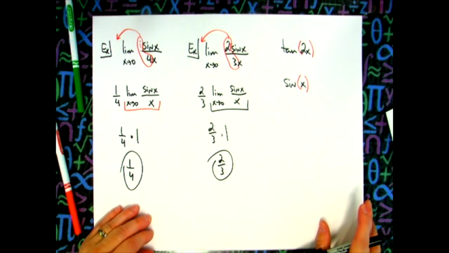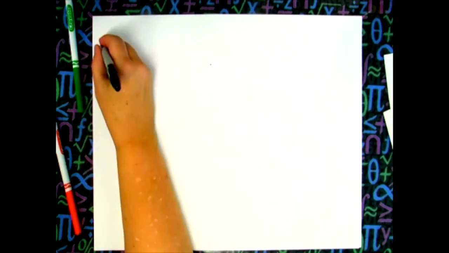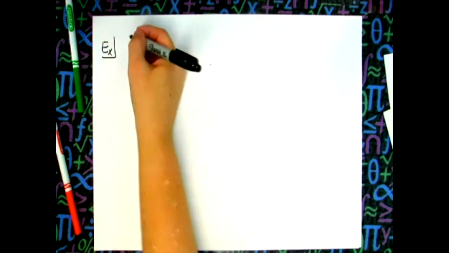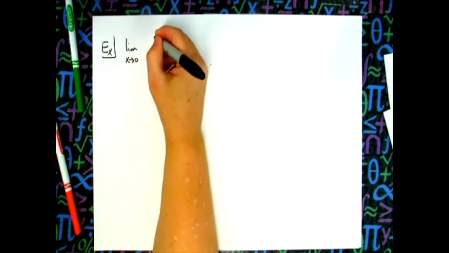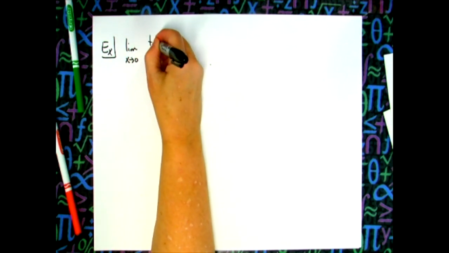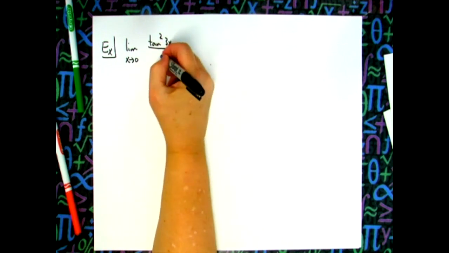Okay, now let's step it up a little bit. Let's get them a little bit harder. Let's do something that looks like the limit as x approaches 0 of tangent squared 3x all over an x.